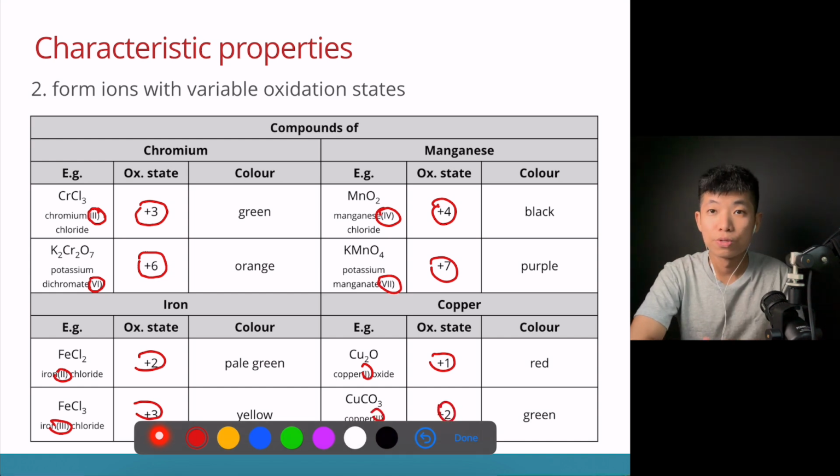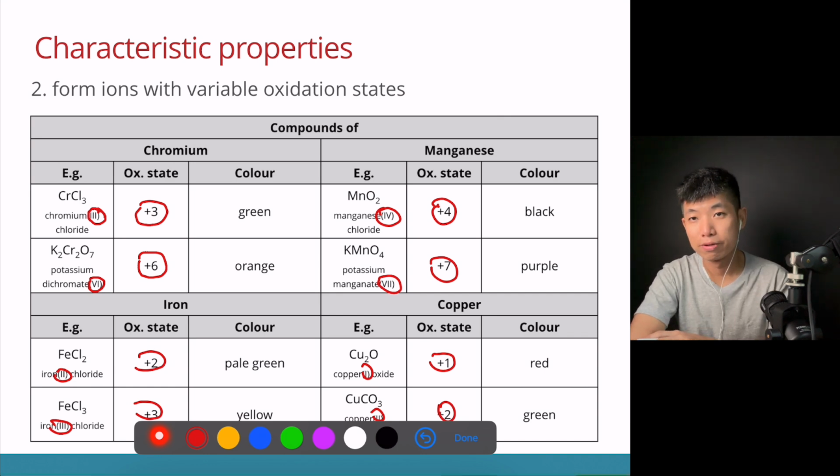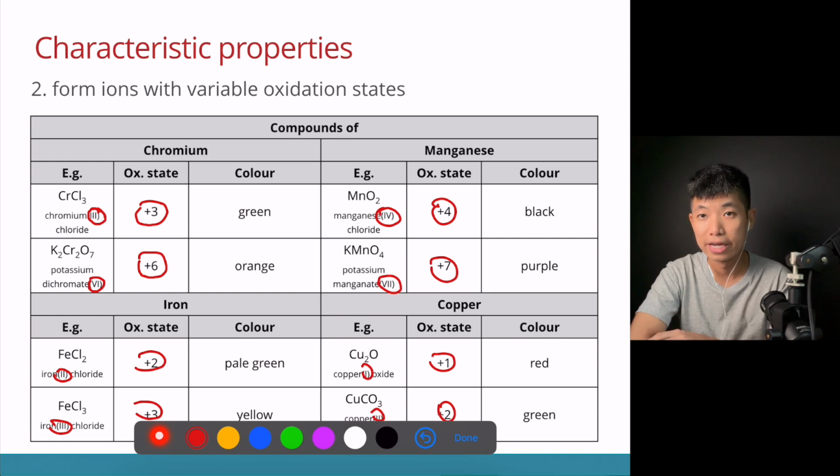So they have variable oxidation states because the ions can take different oxidation states. It can be +3, +6, +2, +3. It depends on the elements. If you compare that with a main group metal, let's say calcium or magnesium, it's quite straightforward that the calcium ion is always Ca2+. So when we name the transition metal compounds, we don't just say iron chloride, we say iron 2 chloride, iron 3 chloride.